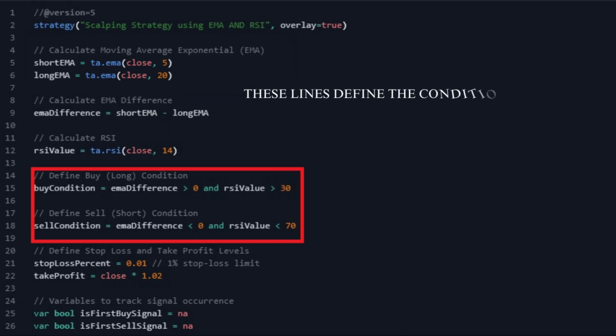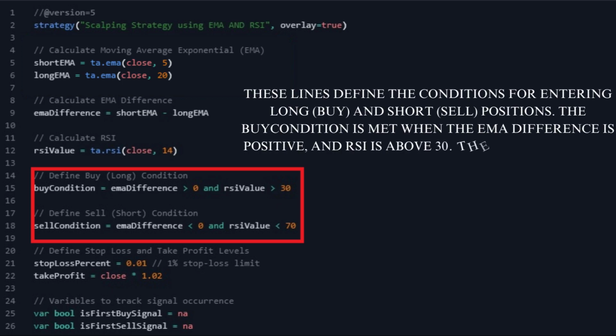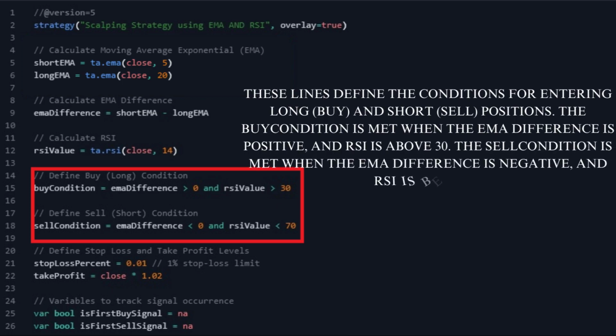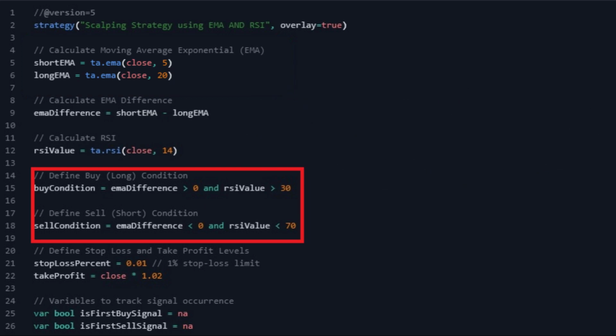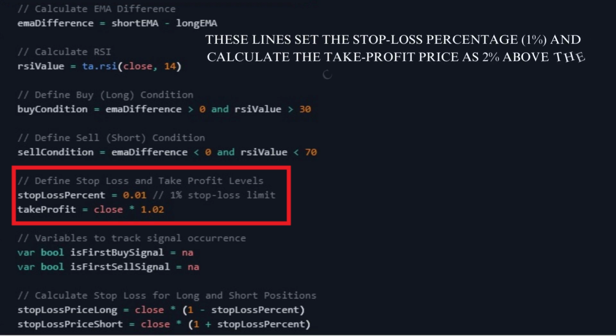Next, these lines define the conditions for entering long (buy) and short (sell) positions. Next, the buy condition is met when the EMA difference is positive and RSI is above 30. The sell condition is met when the EMA difference is negative and RSI is below 70. Next, these lines set the stop-loss percentage, 1%, and calculate the take-profit price as 2% above the current close price.